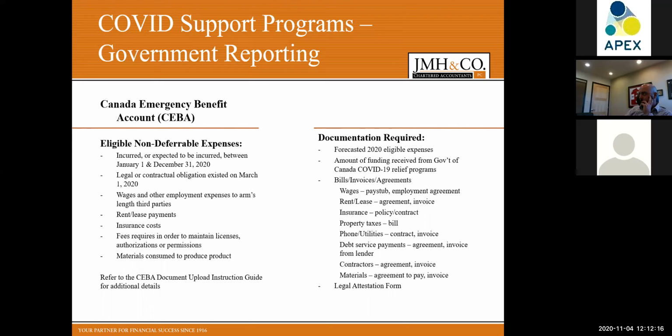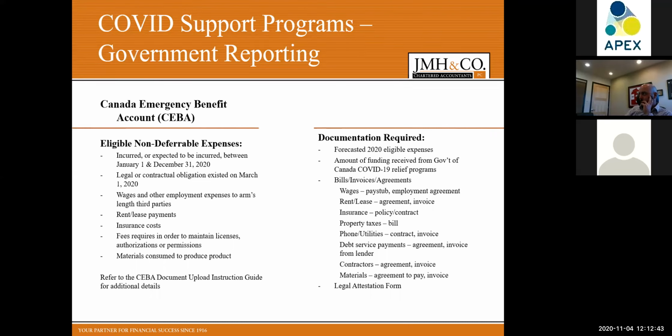If you were receiving the rent subsidy, that was April, May, June, and then it was extended July, August, September, that rent subsidy will have to come off of the amount of rent that you paid in order to be considered an eligible non-deferrable expense. So if you have 75% of your rent forgiven, your other 25% will qualify under this program.